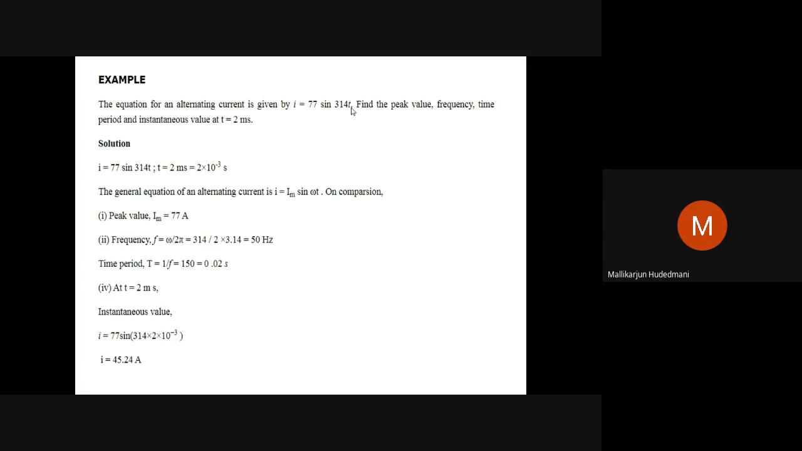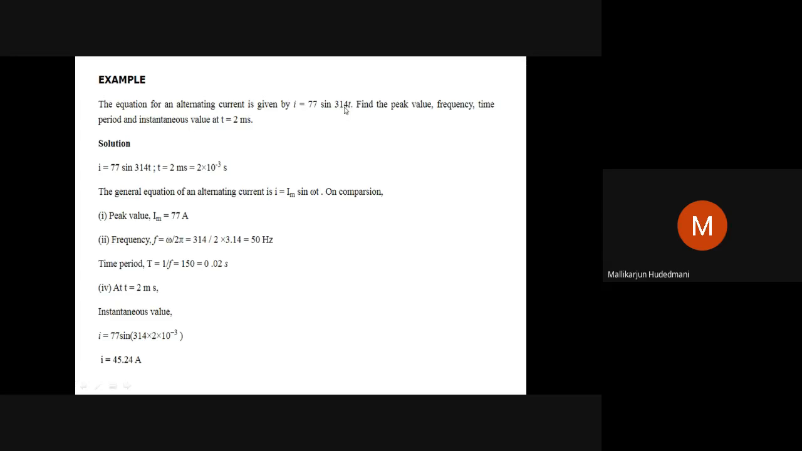We'll solve this problem once again. I'm trying to show you the use of this. Therefore, I have to substitute the value of t in this position, in radian mode. It gives me 77 sin of 314 into 2 millisecond. Complete the bracket and operate it. It gives me 45.24 ampere.